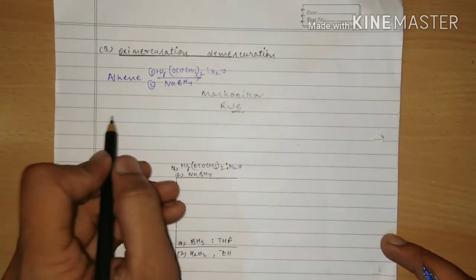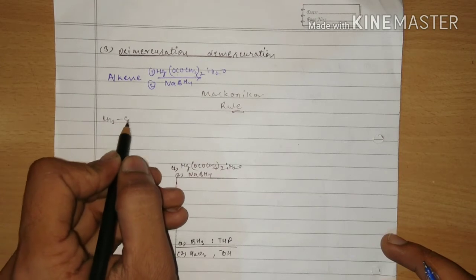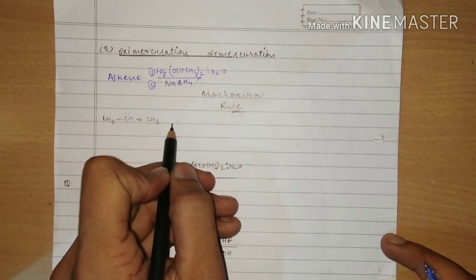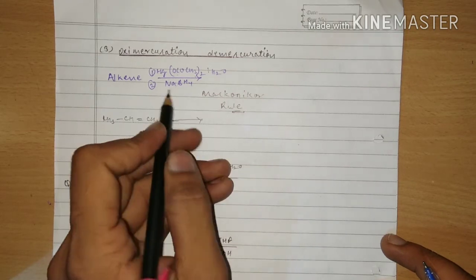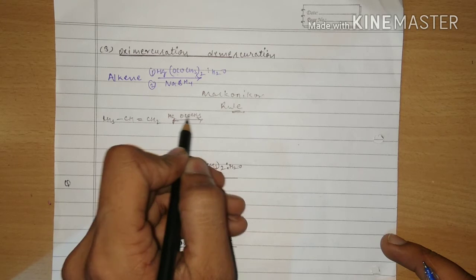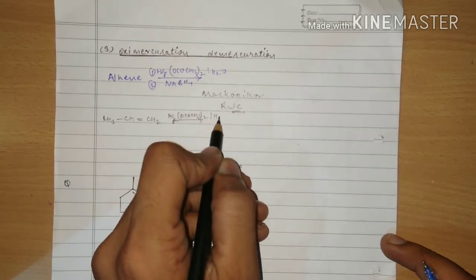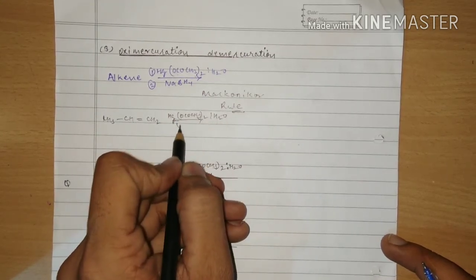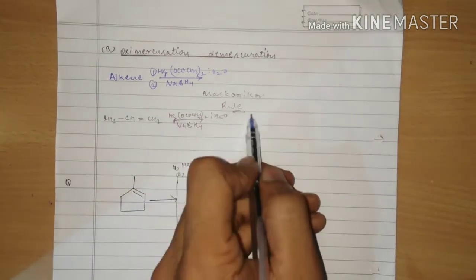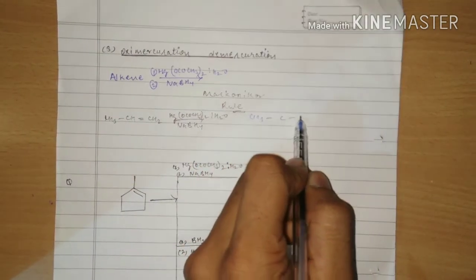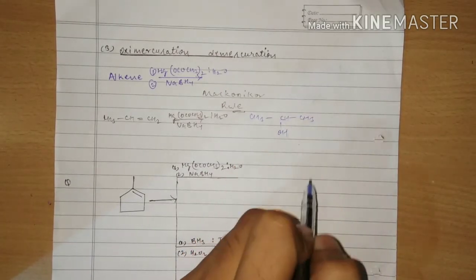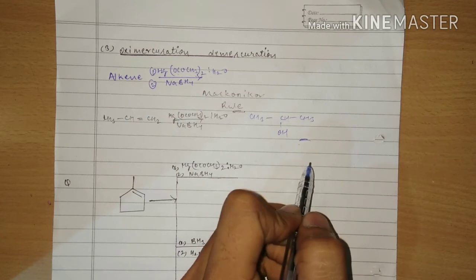For example, if we take CH3CH=CH2 again with Hg(OCOCH3)2 in presence of H2O, then NaBH4, we will get CH3CH(OH)CH3. This will be our product.